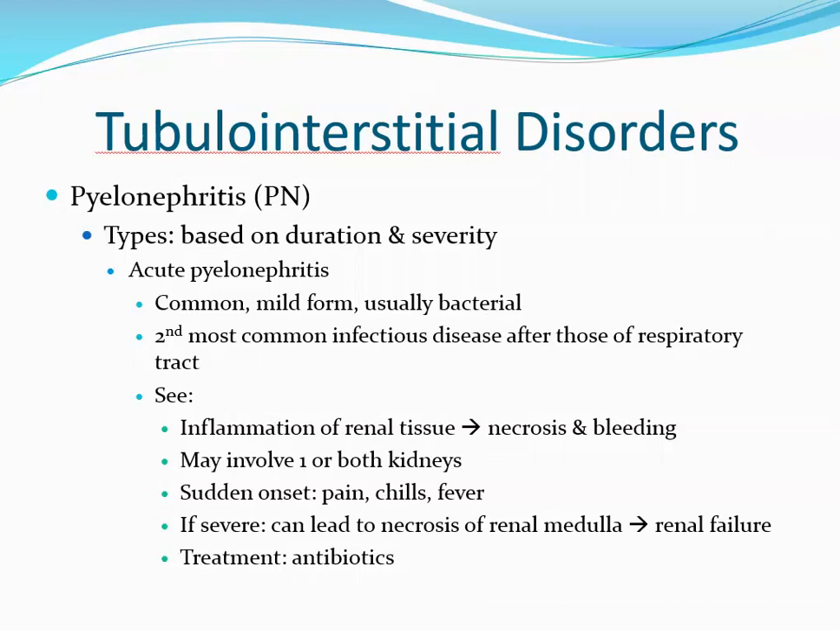Here you will see inflammation of the renal tissue that could lead to necrosis and bleeding in the mucous membranes of the adjacent collecting system. It may involve one or both kidneys. You often see the sudden onset of pain, chills and fever, pyuria, and bacteriuria. If it's severe, it can lead to necrosis of the renal medulla, ultimately resulting in renal failure. Treatment is often antibiotics.